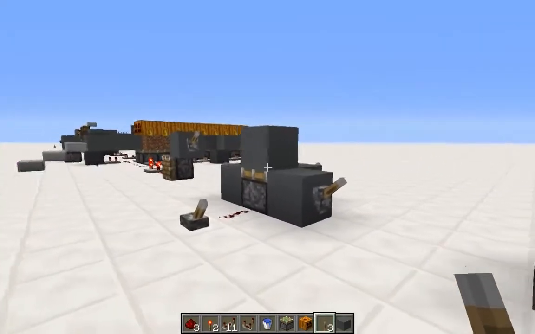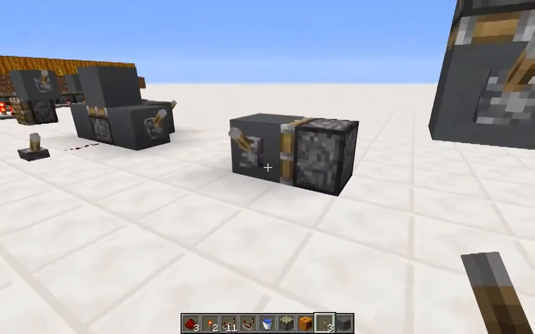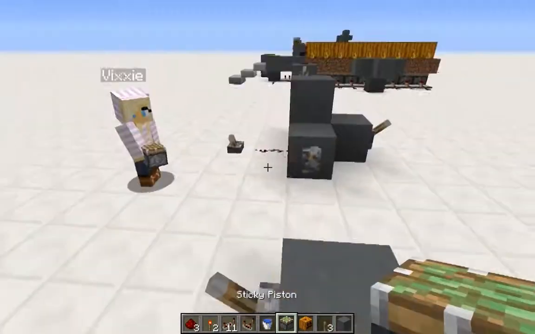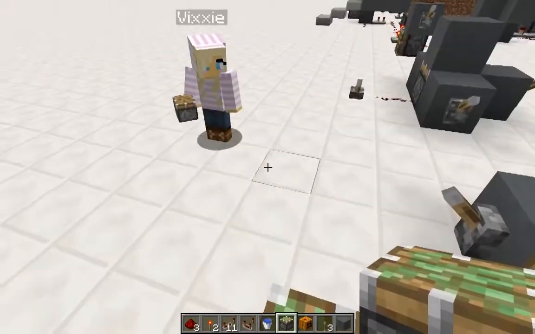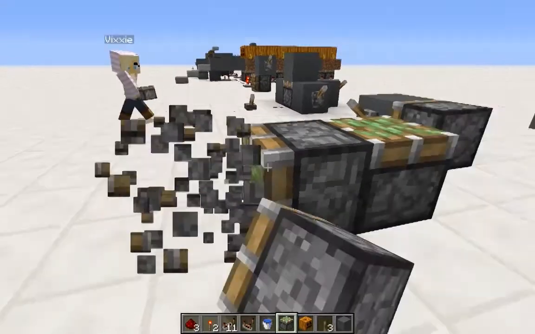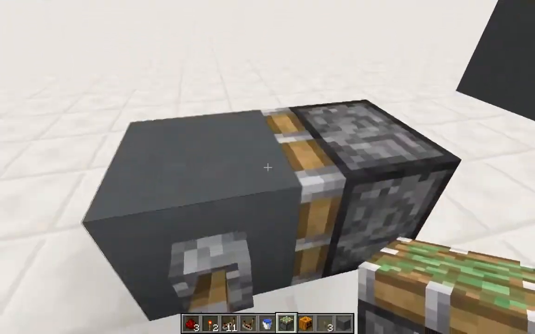But the reason I mentioned the face of the piston is because in these two examples here, the piston is not facing straight up. By the way, when you place a piston, the head of the piston will always be trying to face you. It's kind of like placing logs.